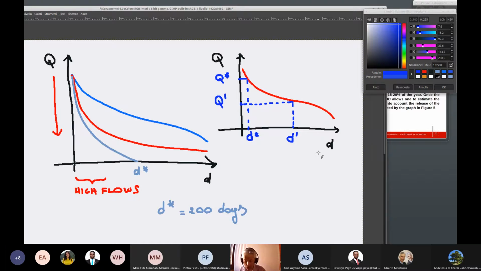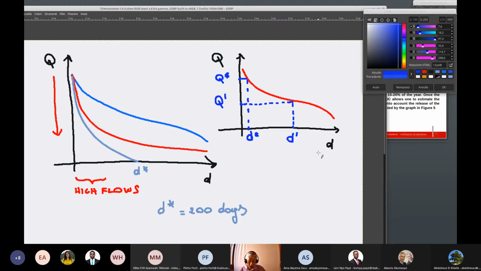On the other hand, if you use a design flow that is equal to Q prime, you reduce the flow volume that you use, because of course you have a system that cannot convey high flows. So everything greater in terms of flow with respect to Q prime is lost. You cannot use it. It's not lost, it goes into the river. So from the point of view of the environment and nature, it's much better. But from the point of view of the engineer, of the water user, of course, the more water we get, the happier we are.